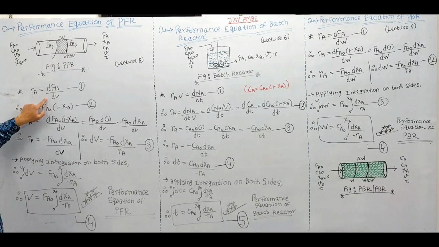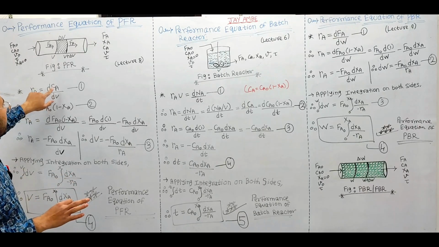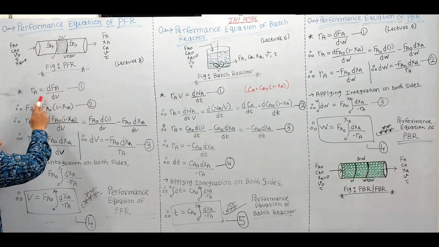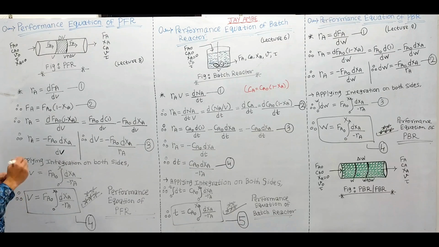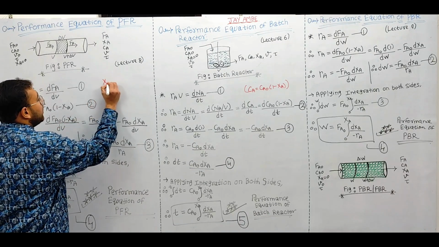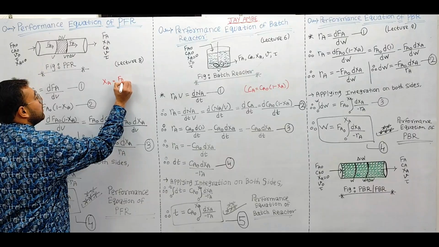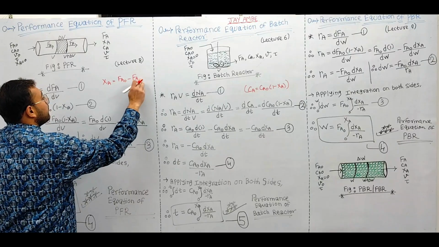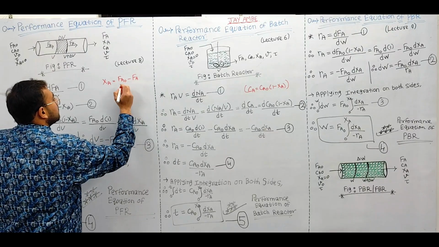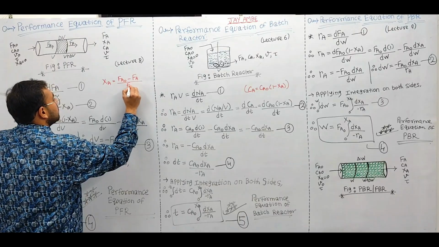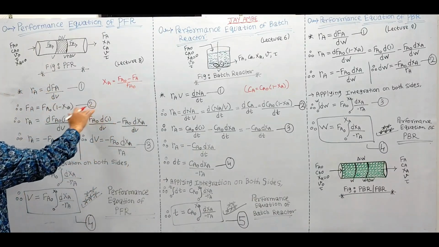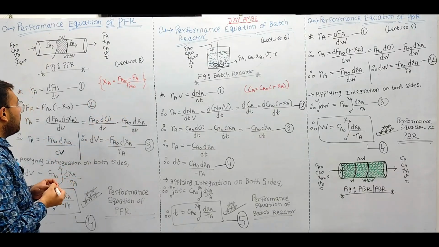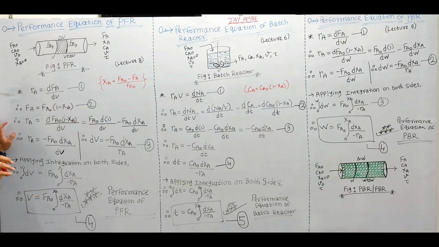Now here, by using the concept of conversion, we are substituting FA with FA is equal to FA naught into 1 minus XA, right? So this equation 2 came from the mole balance equation, right? I hope you understood, right? XA is equal to FA naught minus FA upon FA naught. Okay, so from here, by rearranging, we will get the equation 2. Okay, I hope you have understood.